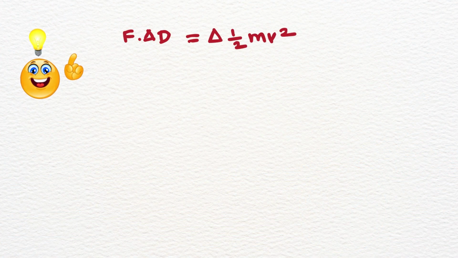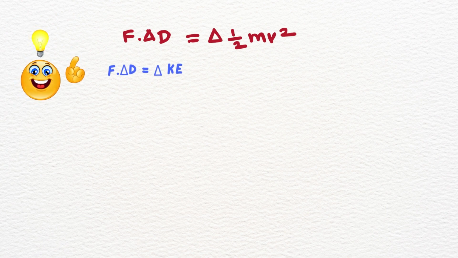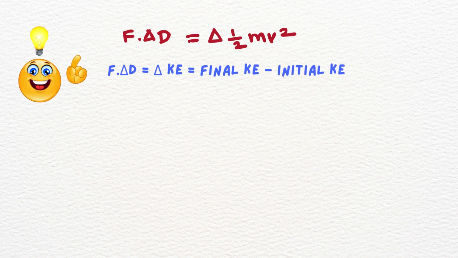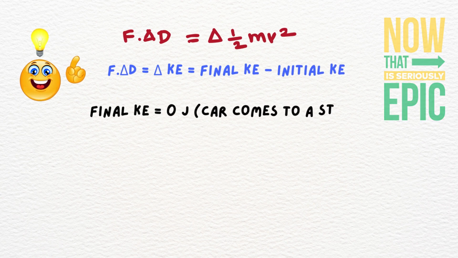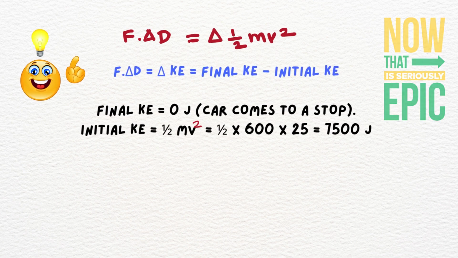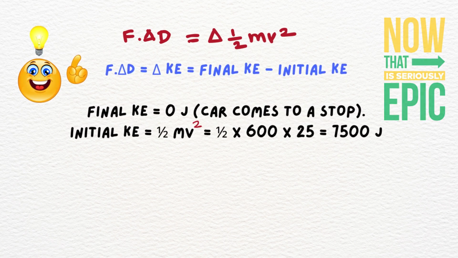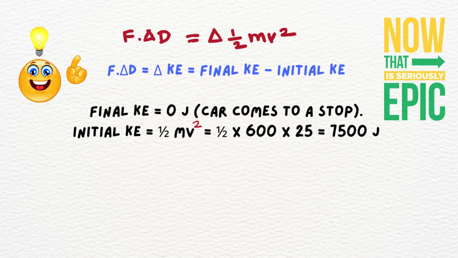F times delta D equals delta half mv squared. Or we can write this as F times delta D equals delta KE, which equals final kinetic energy minus starting kinetic energy. The final kinetic energy equals 0 joules since the car comes to a stop. Initial kinetic energy equals 1/2 mv squared, which equals half times mass 600 kg times the velocity squared, which is 25, which equals 7,500 joules.